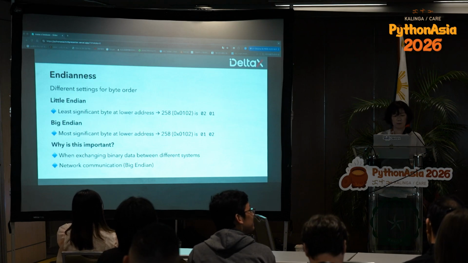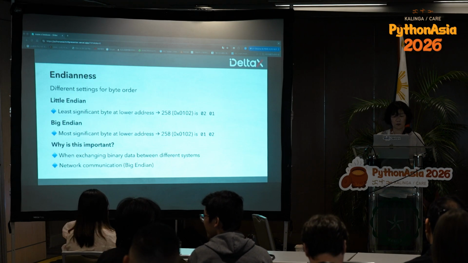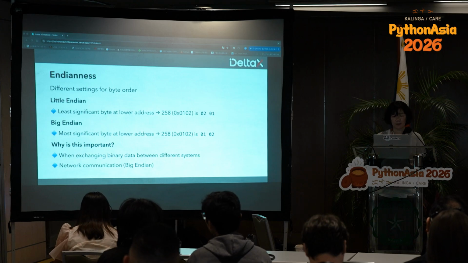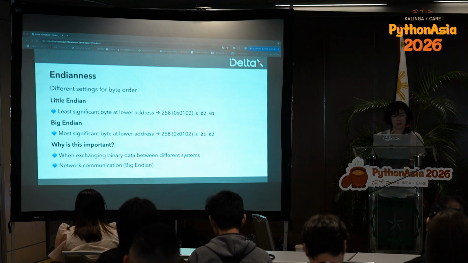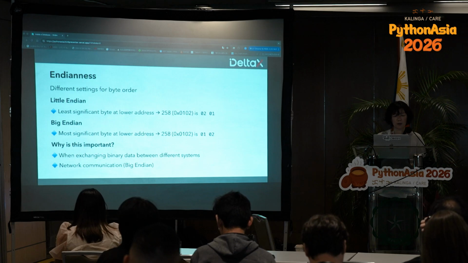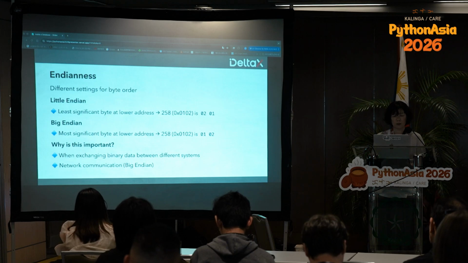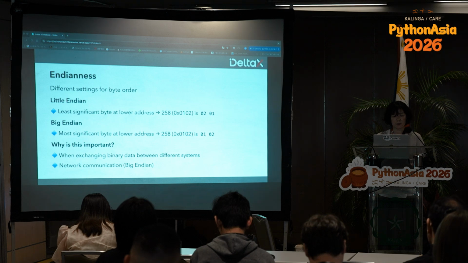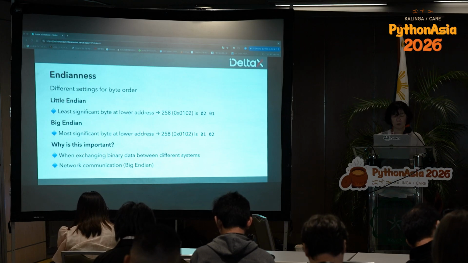Endianness refers to the byte order used to store data in memory. Little endian stores the least significant byte at the lower address. So 258, which is 0102, is stored as 0201. Big endian stores the most significant byte at the lower address. So 258 is stored as 0102.